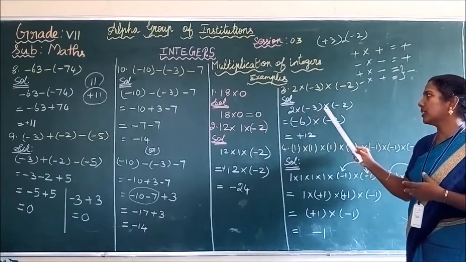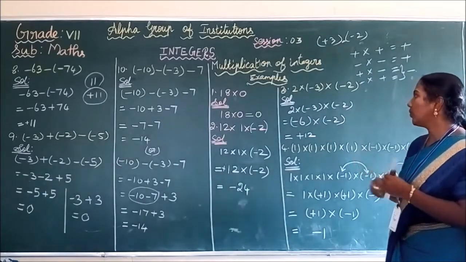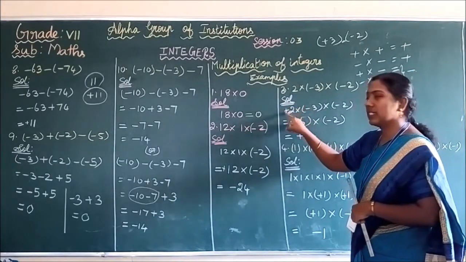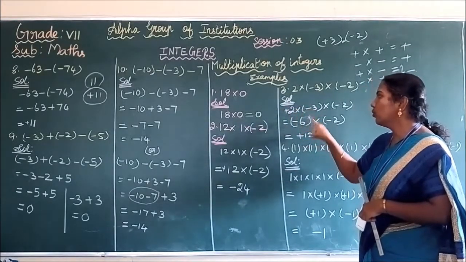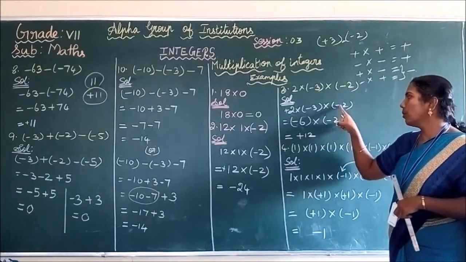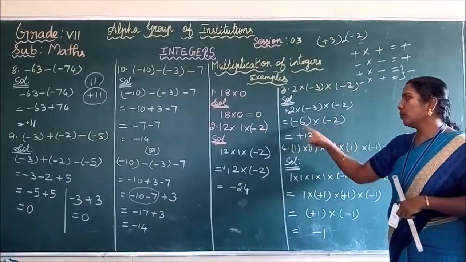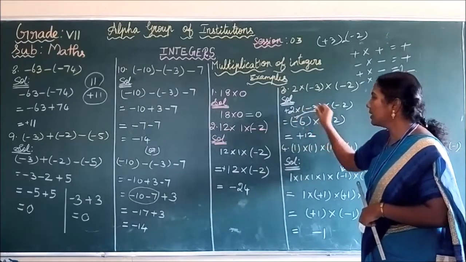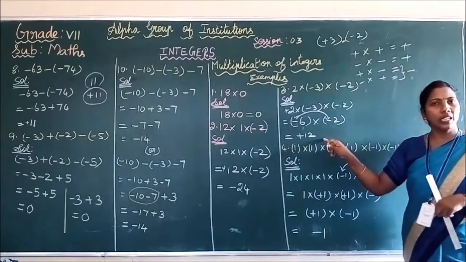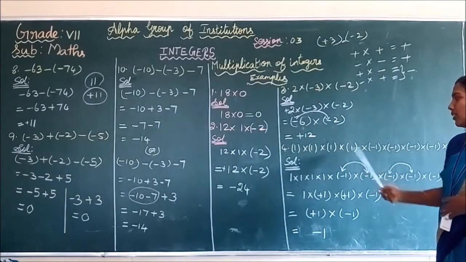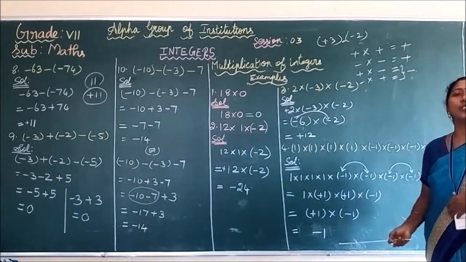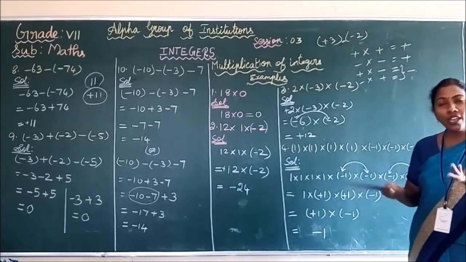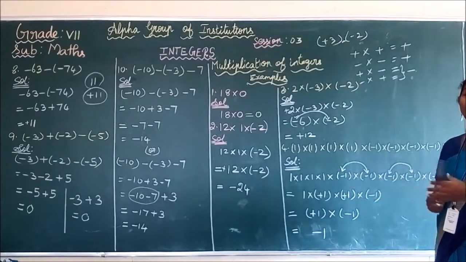See here. 2 into minus 3 into minus 2. First, we take these two numbers. What is the symbol of 2? Plus. Plus into minus, minus. 2 3s are 6, into minus 2. Next, we multiply these two numbers. Minus into minus, plus. 6 2s are 12. It's clear, children? See, this is your homework sum also. In this sum also, many of you are adding all these and putting the answer. How can you add in the multiplication process?